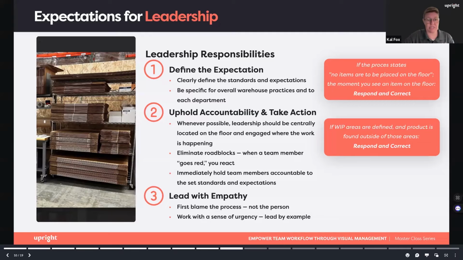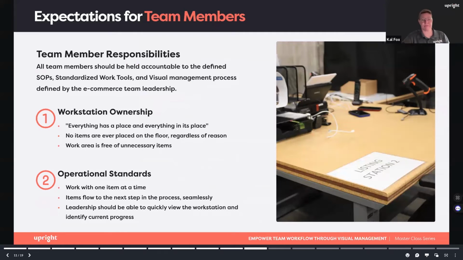When it comes to the expectations for team members, a great place to start when you are trying to establish this type of system in your organization is to have your team members own their own space. If you don't have 5S established in your organization, that is a great place to start to get your team acclimated to a lean culture. And again, it weighs on the management to provide clear operational standards in order for them to be successful.